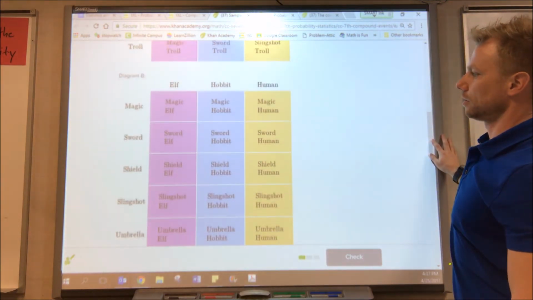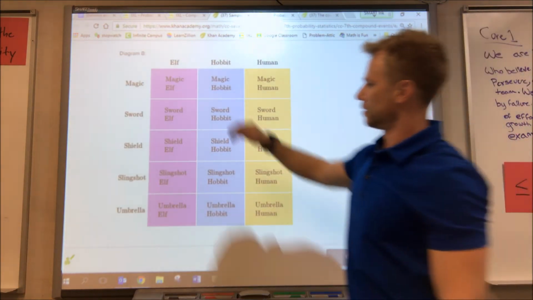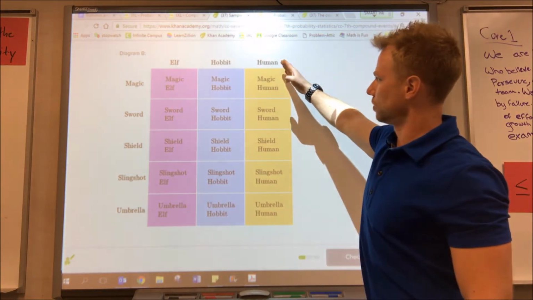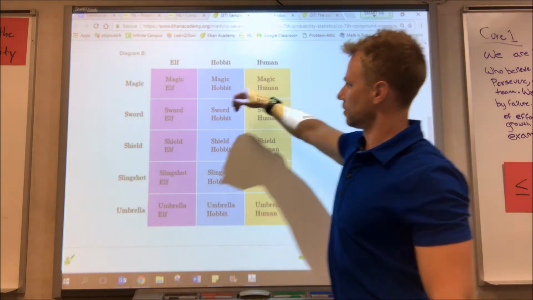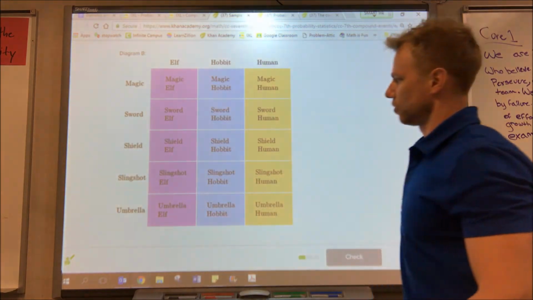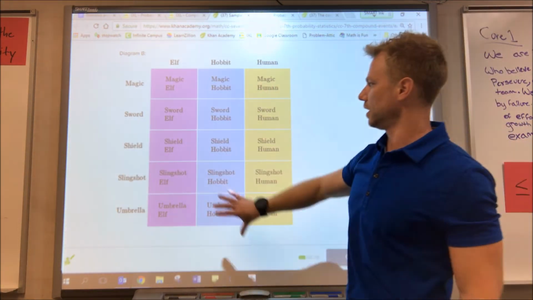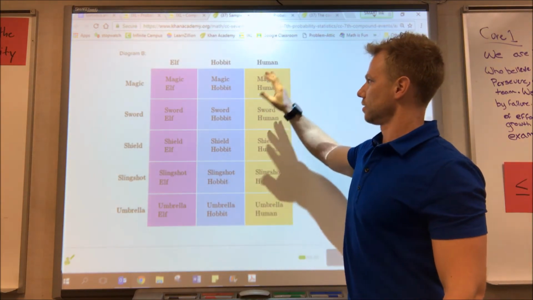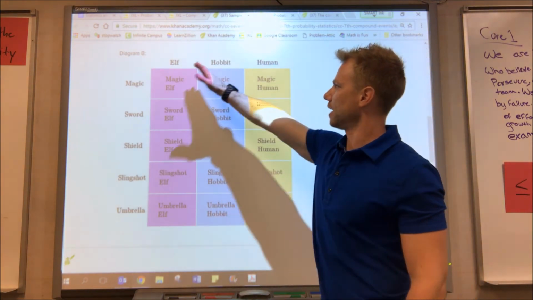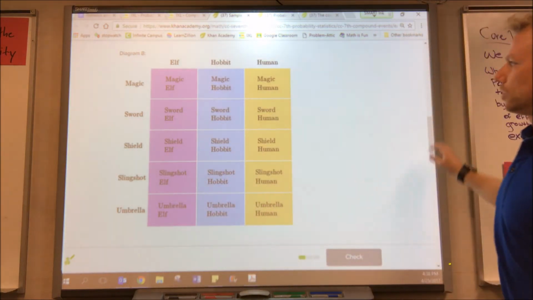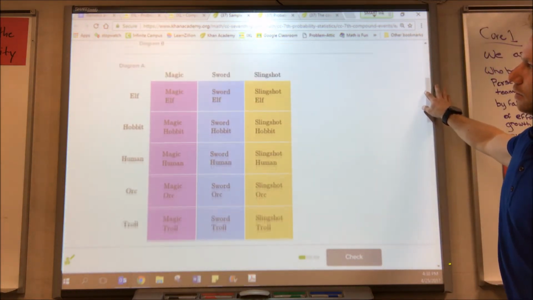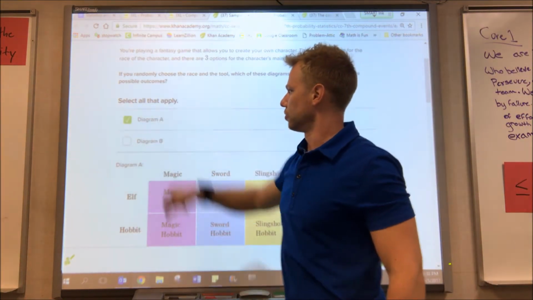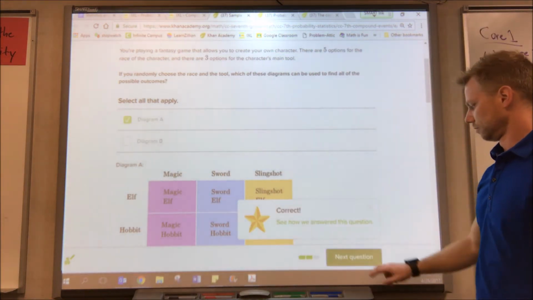And the second one has 3 different races and 5 different tools. So that's flipped around. Even though it has 15 possible choices, it's not the right choices. We needed 5 different races and 3 tools. They flipped it around to 3 races and 5 tools. So it's just A that works.